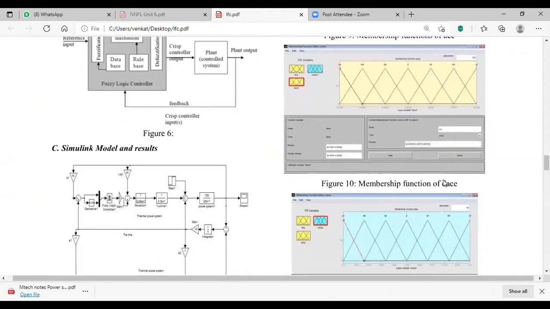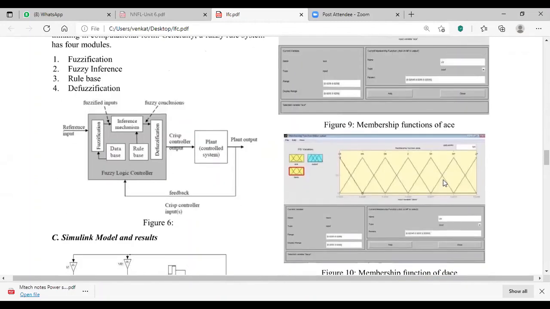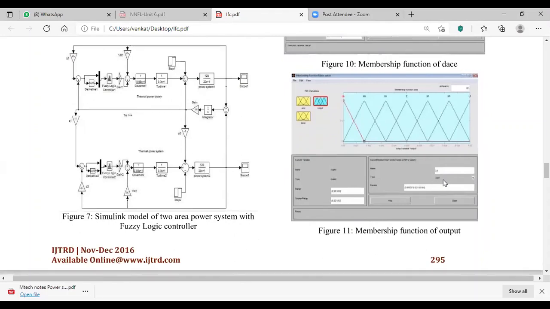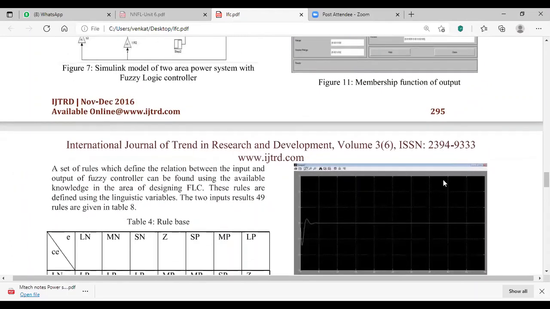You need to go for fuzzification, inference mechanism, rule base, and defuzzification. Definitely you require fuzzification in order to model your Simulink model in the MATLAB environment.